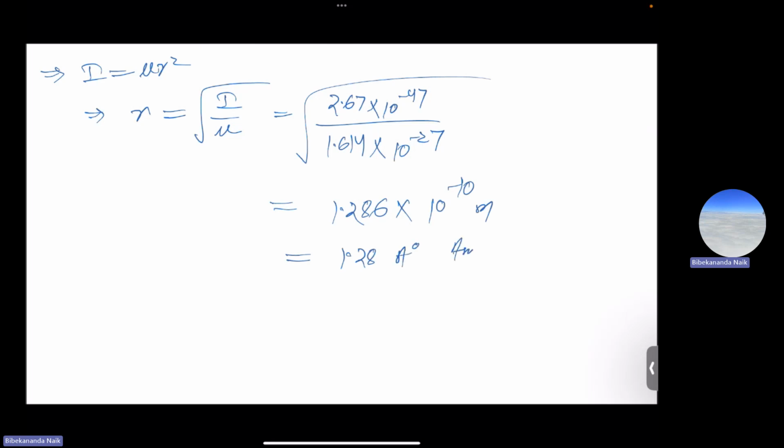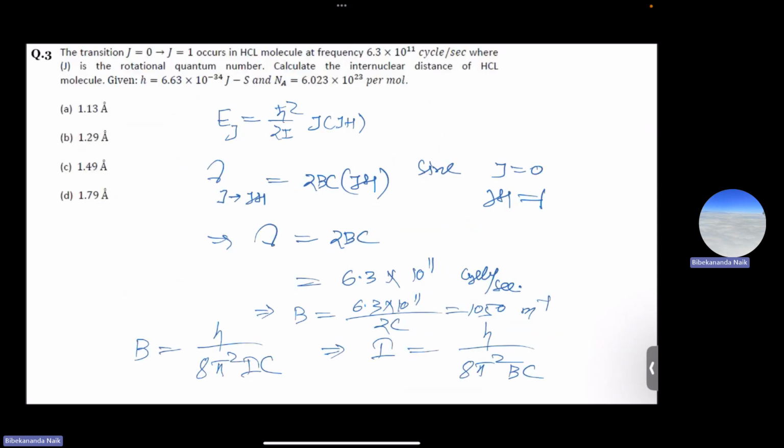So this is the correct answer. And if you see the options, the closest option is 1.29 Angstrom. So the correct option will be option B. So in this question, the question was to find the internuclear distance of HCl, that is basically the bond length, and the rotational frequency is given.